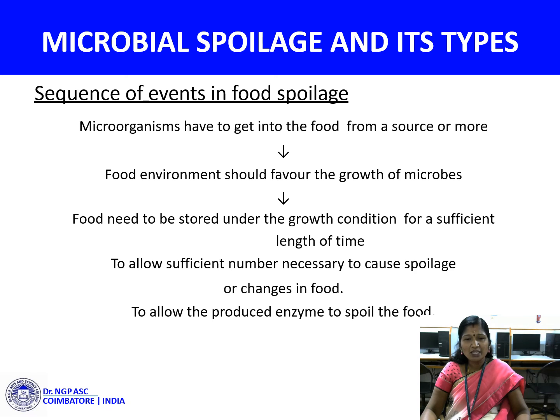And what is the sequence of events in food spoilage? The microbes have to get into the food from a source, from any source it may be. Then the food environment should favor the growth of the microbes. And the food needs to be stored in good condition for a sufficient length of time, which will allow the sufficient number necessary to cause spoilage or changes in the food. Then the produced enzymes spoil the food. This is the sequence of events that takes place in food spoilage.